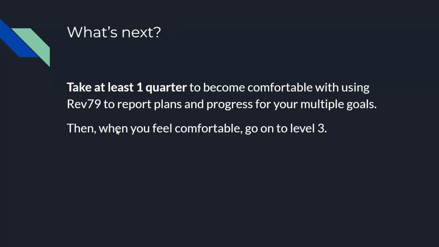So that's how you set up a level 2 plan, a project with multiple goals. What's next? Well, take at least 1 quarter to become comfortable with using Rev 7.9 to report plans and progress for your multiple goals. Then, when you feel comfortable, go on to level 3.